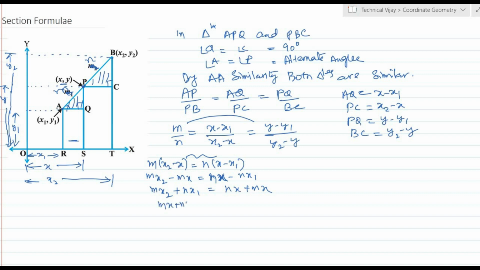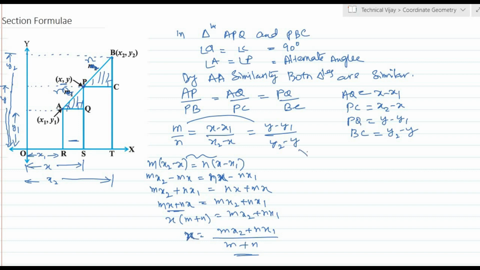Mx plus Nx is equal to Mx2 plus Nx1. Here X common will take, that is (M plus N) X is equal to M into X2 plus N into X1. So X is equal to (M into X2 plus N into X1) divided by (M plus N). So this is the formula, that is the X coordinate.